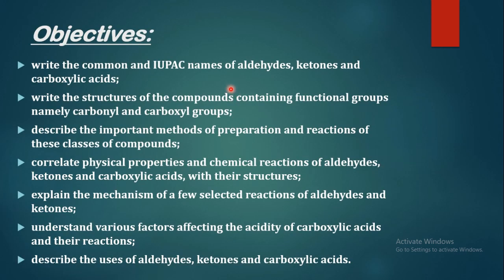After completion of this topic, you are going to understand all these objectives. जैसे कि write the common and IUPAC names of different aldehydes, ketones and carboxylic acids. Next, write the structure of the compounds containing functional groups, namely carbonyl and carboxyl groups. Then some of the important methods of preparation, जो कि हमारे लिए बहुत important होगा, and उसके बाद reactions of this kind of classes of compounds. Then the physical properties and chemical properties of aldehydes, ketones and carboxylic acids, right?